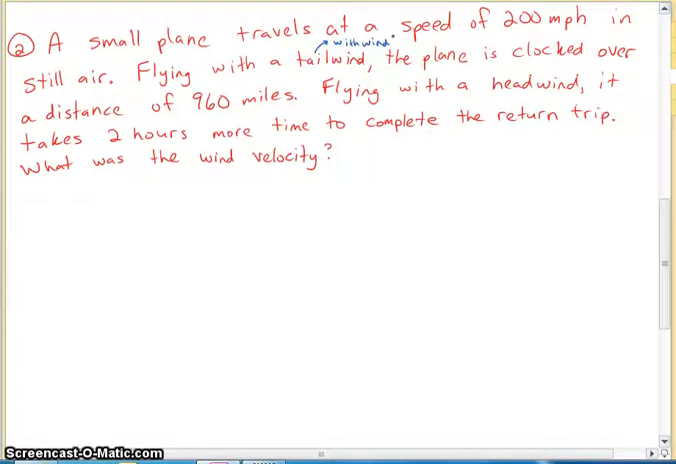The plane is clocked over a distance of 960 miles. Flying with a headwind, it takes 2 hours more time to complete the return trip. Headwind means the wind is going against you, so it's pushing you back. So this again is distance equals rate times time.